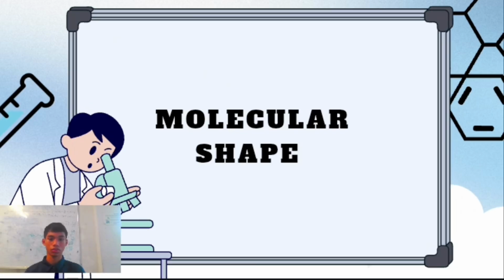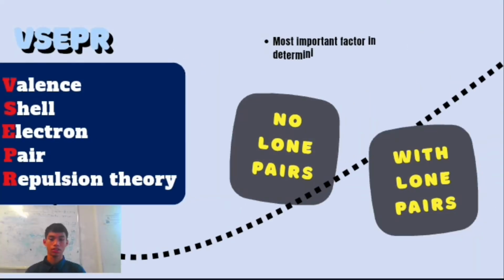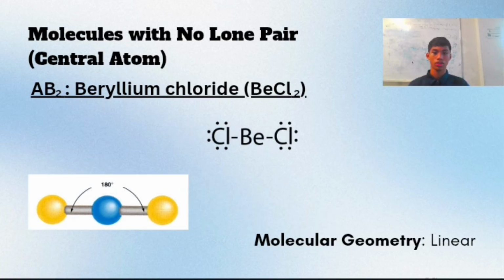Next, we're going to talk about molecular shape. VSEPR is an abbreviation of valence shell electron pair repulsion theory. The most important factor in determining geometry is the relative repulsion between electron pairs. There are two types of molecules: with no lone pairs and with lone pairs. Molecules with no lone pair: AB2, beryllium chloride. The bond angle is 180 degrees. The molecular geometry is linear.